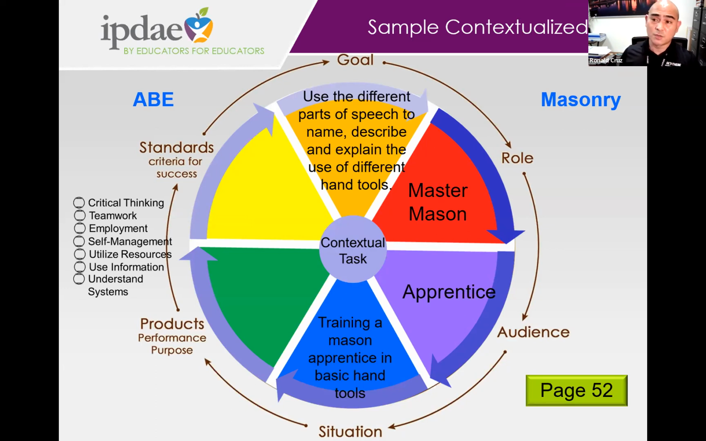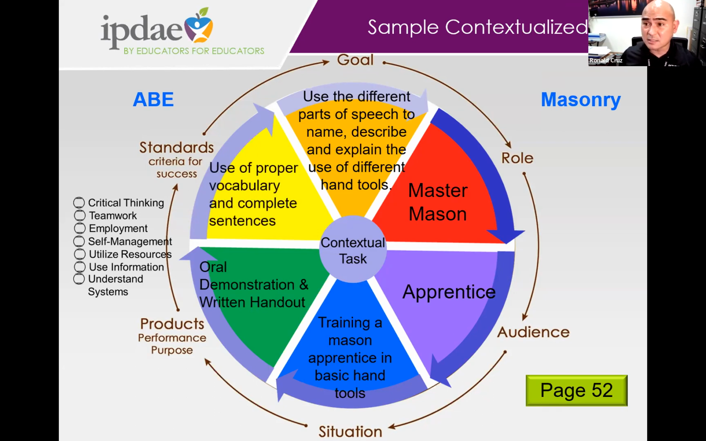And the situation would be they are going to train or model or demonstrate to the class, as a master trainer, training this apprentice on the different basic hand tools, or orienting another student in the different uses of the basic hand tools in masonry. So it's going to be an oral demonstration, but because I want to incorporate writing in it, I'm also going to ask the student to develop, let's say, a glossary of different hand tools. So that's going to be the written handout.